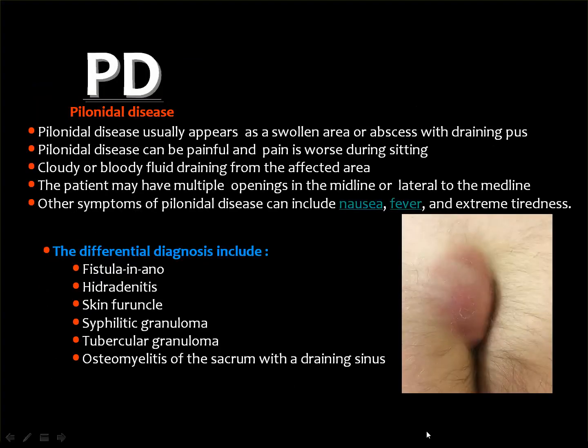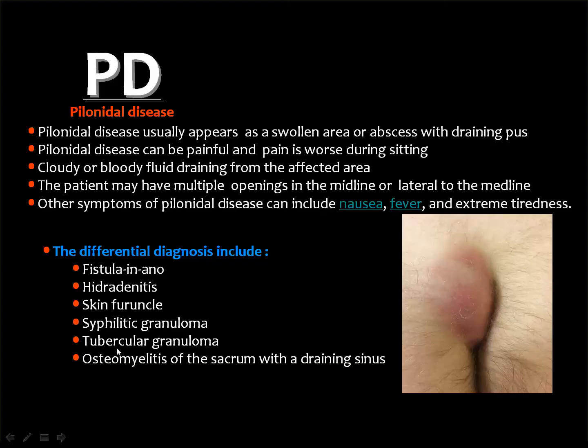near proximity of the lesion to the spinal canal, osteomyelitis of the adjacent sacral bones, necrotizing fasciitis, and toxic shock syndrome. Pilonidal disease usually presents as an abscess in the perianal area, and you can see the inflammation, and this abscess may drain pus to the outside. Pilonidal disease is painful, and the pain is worse during sitting. The discharge may be cloudy fluid or bloody fluid from the affected or inflamed area.